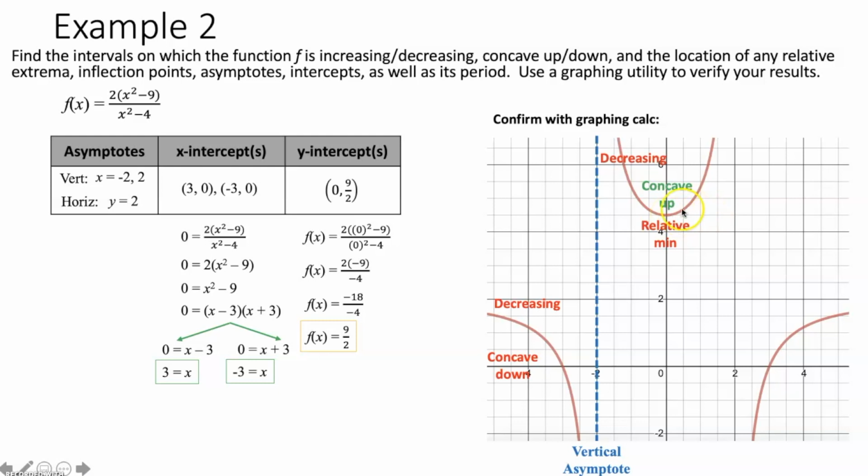From 0 to 2, we see that the graph is both concave up and increasing now. At x equals 2, we have the second of our vertical asymptotes. After that vertical asymptote, the graph must be increasing and concave down, which it is. And we have our last x-intercept at (3, 0).